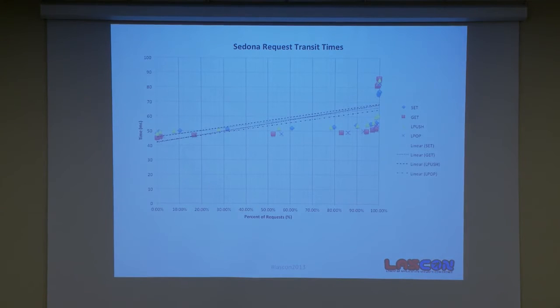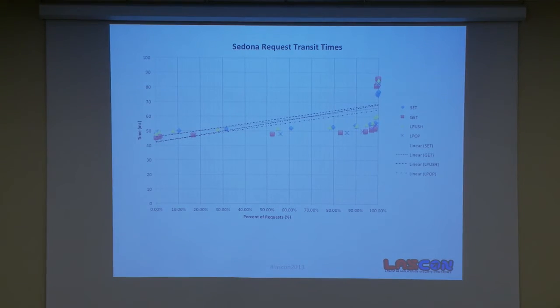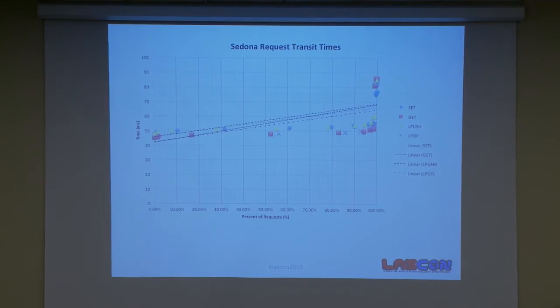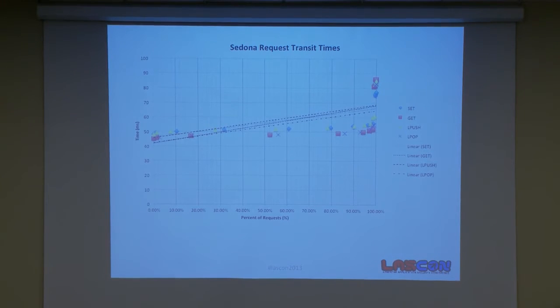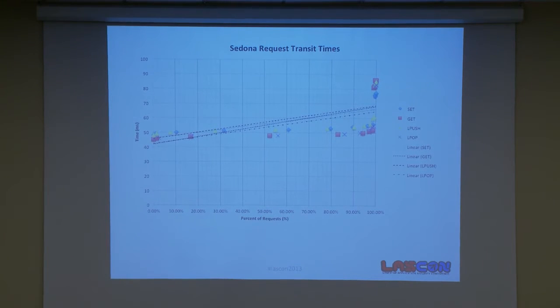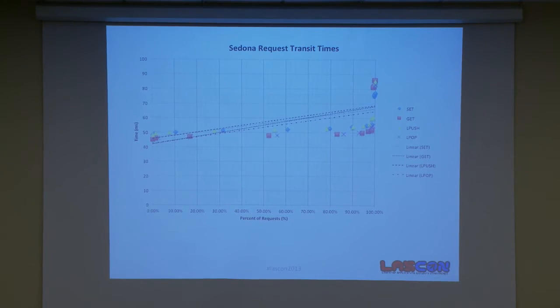So here I've got a graph of request transit times to the Sedona server using the Redis benchmark tool. For those of you who are familiar with this tool, it comes with the Redis distribution and basically allows you to run a series of commands against the server to stress test it and see what kind of performance metrics you get back.